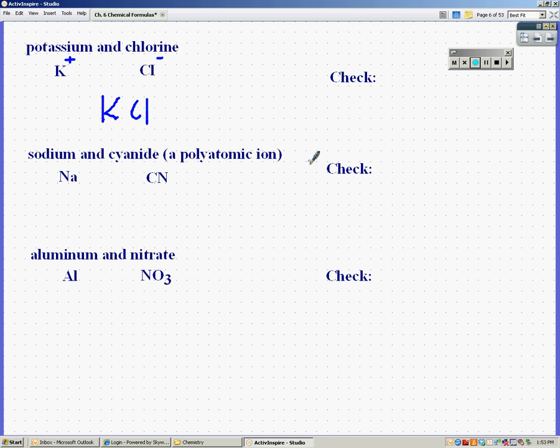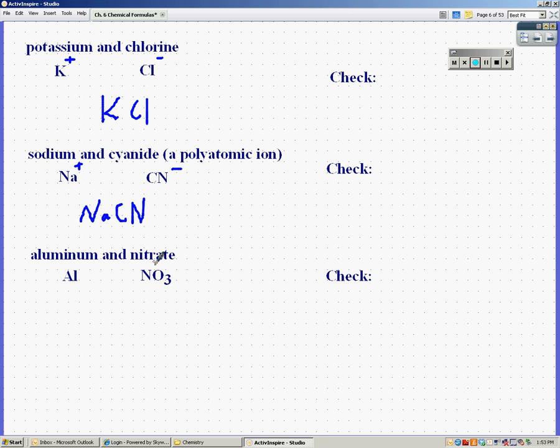Okay, the next one has a polyatomic ion in it, but the process is still pretty much the same. You have to know their charges. This is a +1. Cyanide, which is listed for you on the back of your periodic table, has a charge of -1. But when you have a polyatomic ion, you have a group, and you can't separate that group. So the way we show that is with parentheses, only if you need more than 1. But since this is a +1 and that's a -1, I only need 1 of each, so we just put their symbols together in a 1-to-1 ratio.